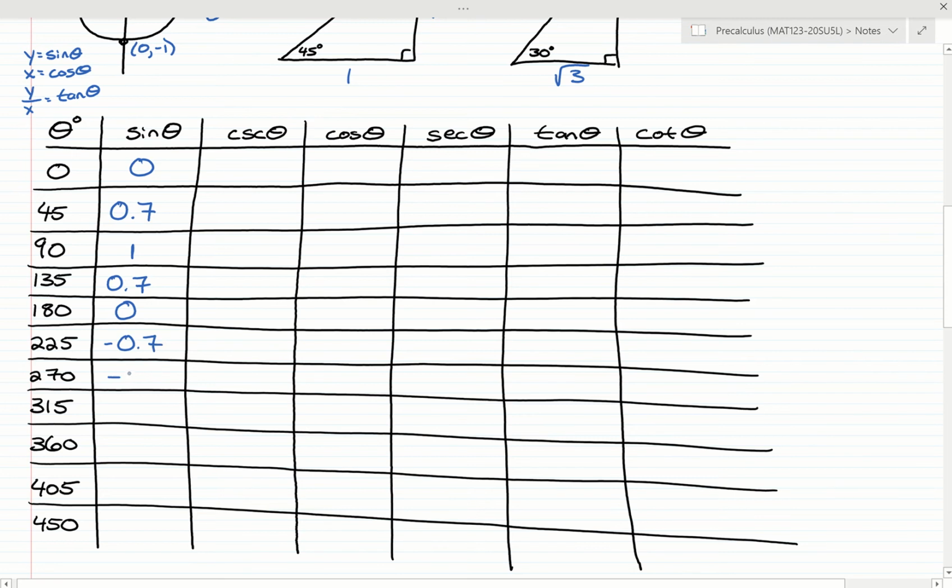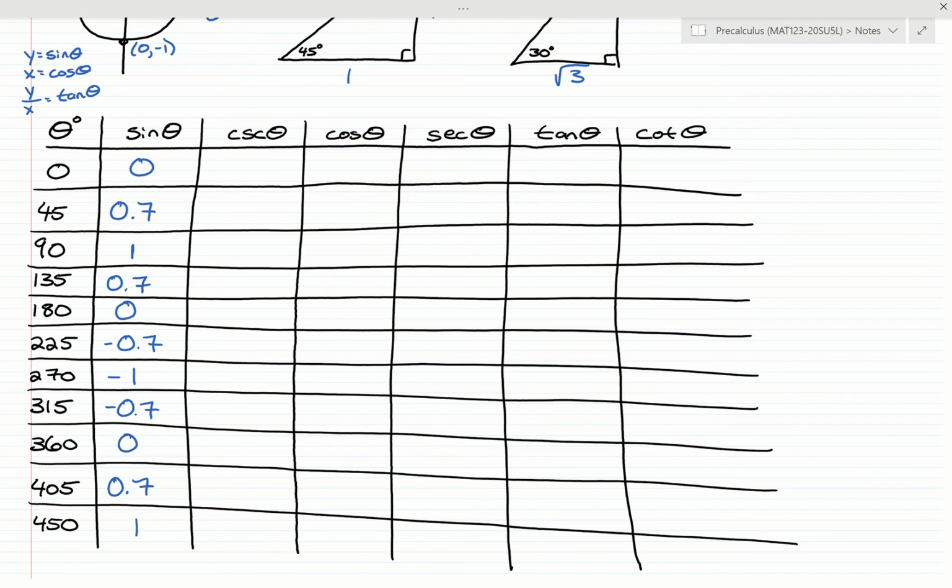Sine of 270 is -1. This would be -0.7. 360 would be 0. And then 405 would be 0.7. And 450 would be 1. So that's the graph of sine from 0 to 450 degrees.